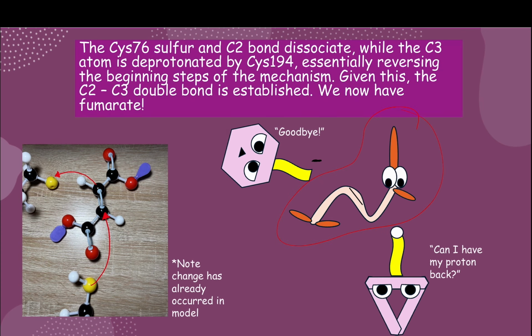The cysteine 76 sulfur and C2 bond dissociate while the C3 atom is deprotonated by cysteine 194, essentially reversing the beginning steps of the mechanism. Given this, the C2-C3 double bonds are now established. We now have fumarate. And this mechanism is shown in the diagram over here on the left with the deprotonation of the C3 atom right here back to cysteine, as well as the dissociation of the C2 atom to the sulfur on cysteine 76 over here.